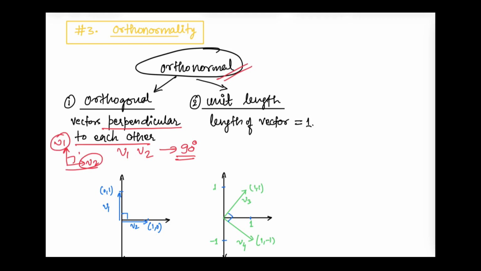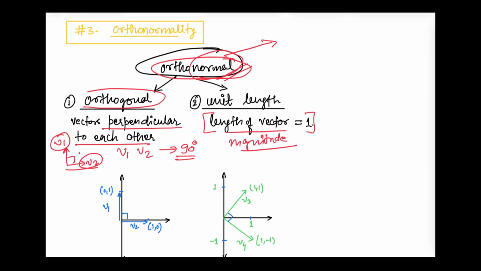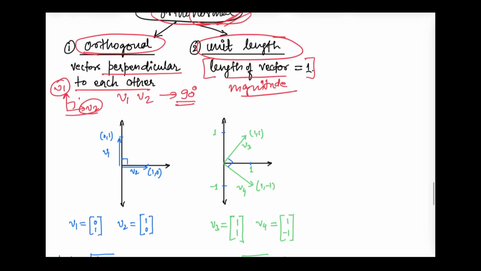Now orthonormality has one additional term, that is the normality, or the vector being normal, and it is related to the length of the vector. If the vectors that are orthogonal have a length or a magnitude of 1, then we say that the vectors are orthonormal. So orthonormal has two components. First, the vectors should be orthogonal, and the second is that the vectors should have unit length, or the magnitude should be 1.